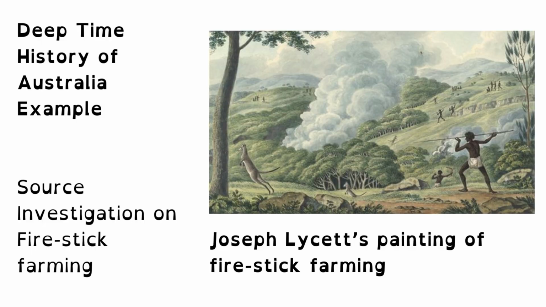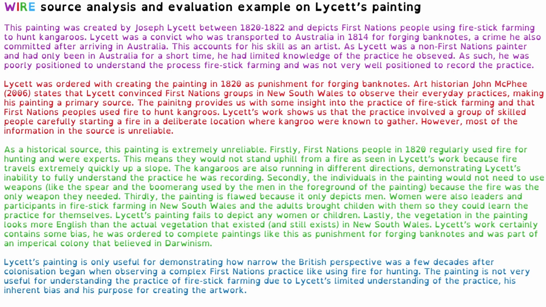My next exemplar is from the Deep Time History of Australia unit. I'm going to be imagining that I'm doing a source investigation on fire stick farming, and one of my sources for this source investigation is going to be Joseph Lycett's painting of fire stick farming. The reason I'm doing this source for an exemplar as well is to not only show you a really good unpack of reliability, but also the level of research you need to do yourself to fully understand your topic and then your selection of sources too.